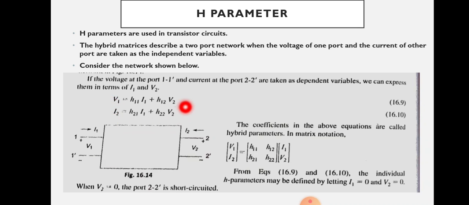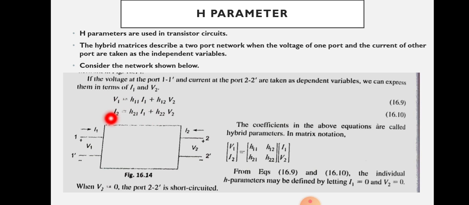The basis of every parameter will be the first equations. So you should remember the equations corresponding to H parameter, Y parameter and Z parameter, and when you have that equation then you can easily find out the different parameters. So now you have the basic equation corresponding to this two-port network. From this you can write the matrix equation.